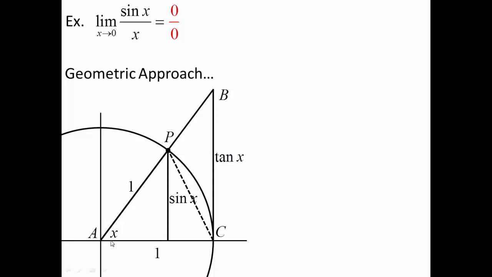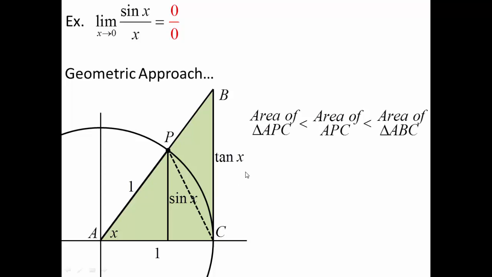The first one is the small triangle APC. And what I'm going to do is establish that the area of that triangle APC is less than the area of the sector APC, which is still smaller than the area of the larger triangle ABC. Hopefully that's pretty obvious that the small triangle has a slightly less area than the full sector, which has a smaller area than the big triangle. So I'm simply establishing a fact that we all know to be true.